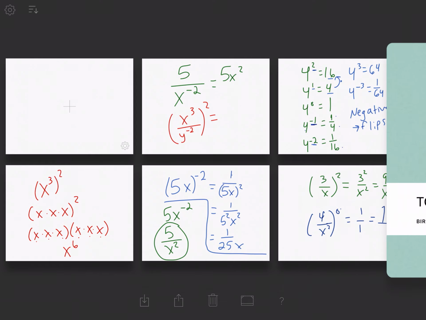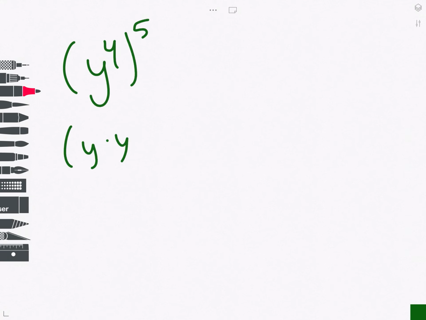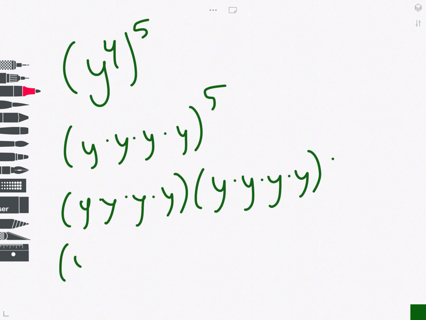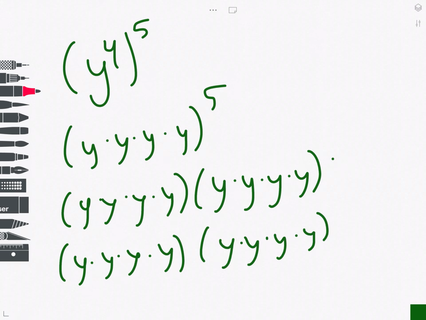We'll do one more example of that. We'll do an extreme example here. Let's say we have y to the fourth to the fifth. So that would mean y times y times y times y, and I need 5 of those. Okay, so obviously you're not going to want to do that every time. So let's count though. 1, 2, 3, 4, 5, 6, 7, 8, 9, 10, 11, 12, 13, 14, 15, 16, 17, 18, 19, 20. y to the 20th.